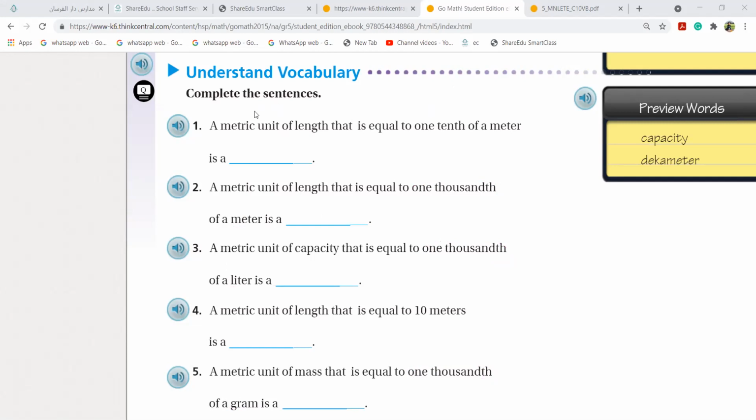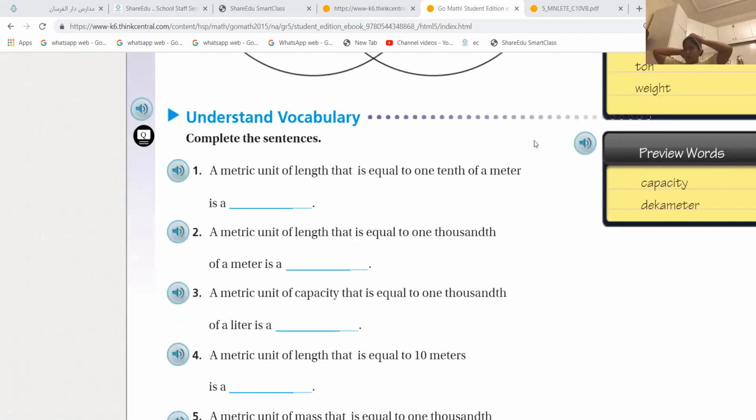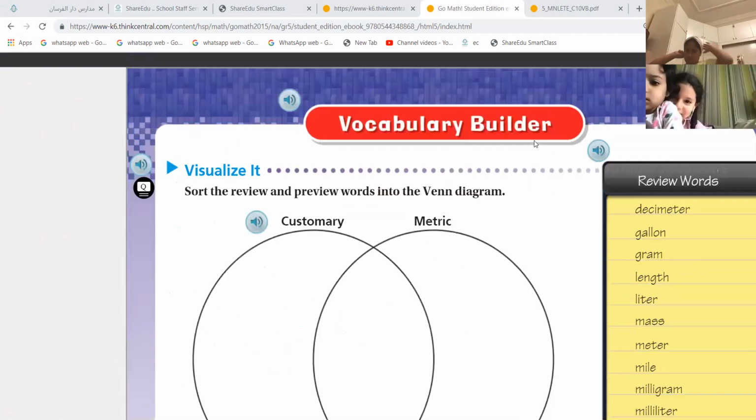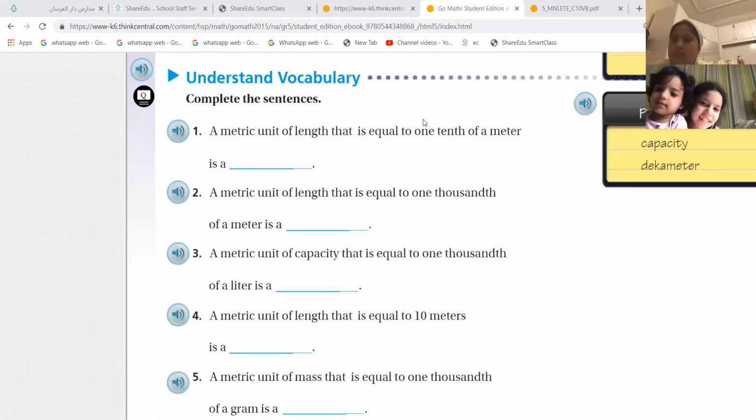Now, what is remaining? The remaining are these two. One is this, and the other is this one. A metric unit of length that is equal to 1/10 of a meter. This is left, and the other is equal to 10 meters. If it is 10, you just remember decameter. Remember, it doesn't have 1,000 or something. Just remember, 10 means deca. 10 is decameter. And the next, remember, this is decimeter. If it is 1/10, that means it is decimeter.